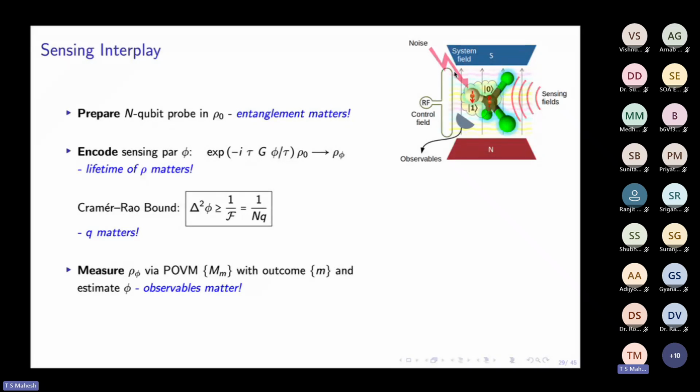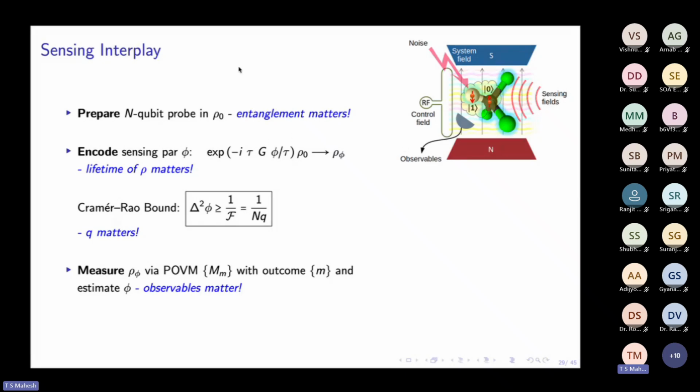Noise is ubiquitous. Noise is always there, coming from the environment. And then there is a control field, because you want to control the evolution in a certain way and prepare a specific initial state. Also, a very important thing is that there are specific observables that you want to measure. All these things are important so that you can maximize the quantum Fisher information. And if you maximize Fisher information F, you get minimum variance in the parameter.